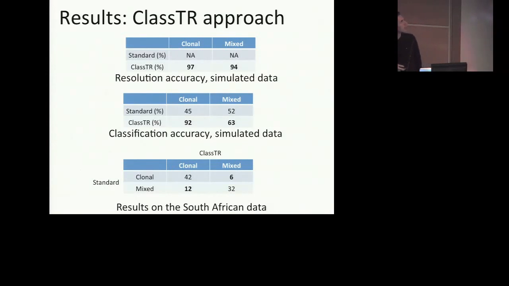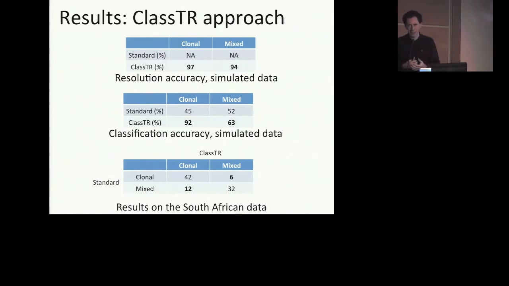And so when we simulate data, we see that in fact the resolution accuracy is very high, so we're able to actually figure out what the underlying simple strains are very well, and we're also able to get a much higher accuracy than the standard method on the classification, so calling things clonal versus mixed.